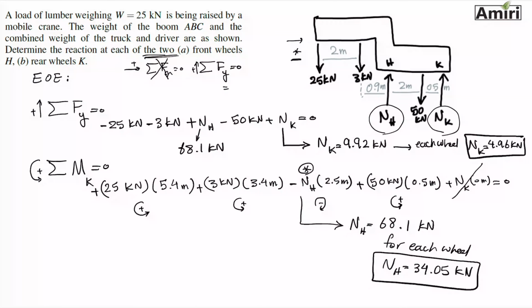As a practice, to take this to the next level, let's assume we didn't know N K. Take a moment about point H. Again, as practice, write the equation for moment about point H and see if you can find N K using that equation, and see if you get the same answer of 4.96.